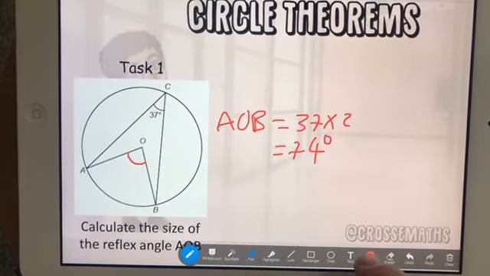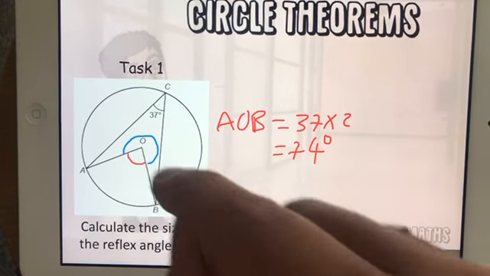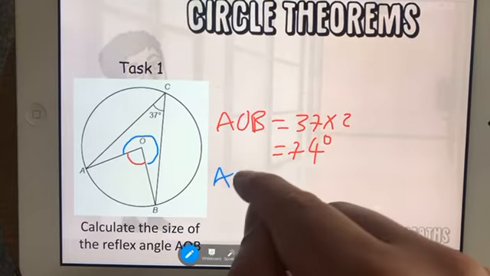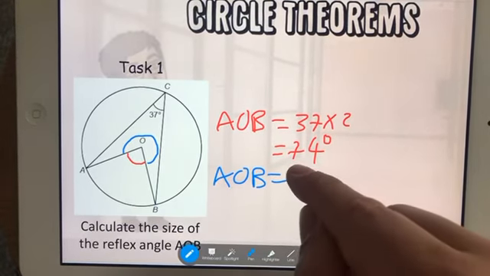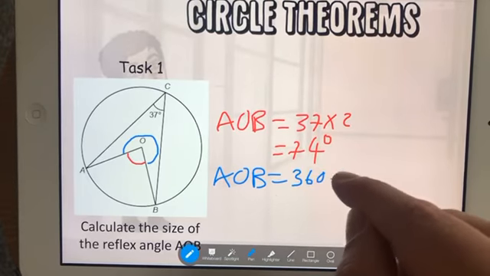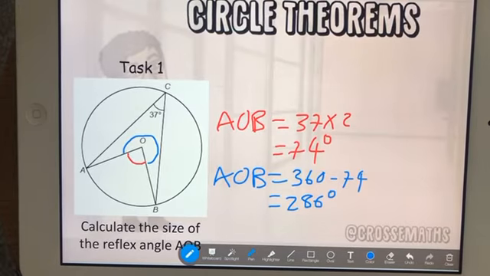Really easy. The one they want, reflex, remember, if you think back to like year 7 and 8, that's that one. They want that angle, AOB. Okay? That angle AOB would have to be 360, take away the 74 you just worked out. So that angle AOB would be 286. And that's a good example of what a GCSE question would look like.